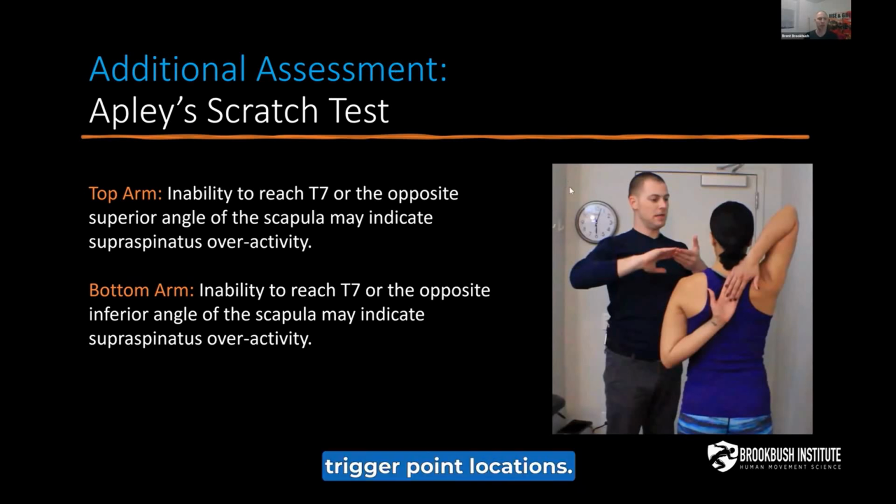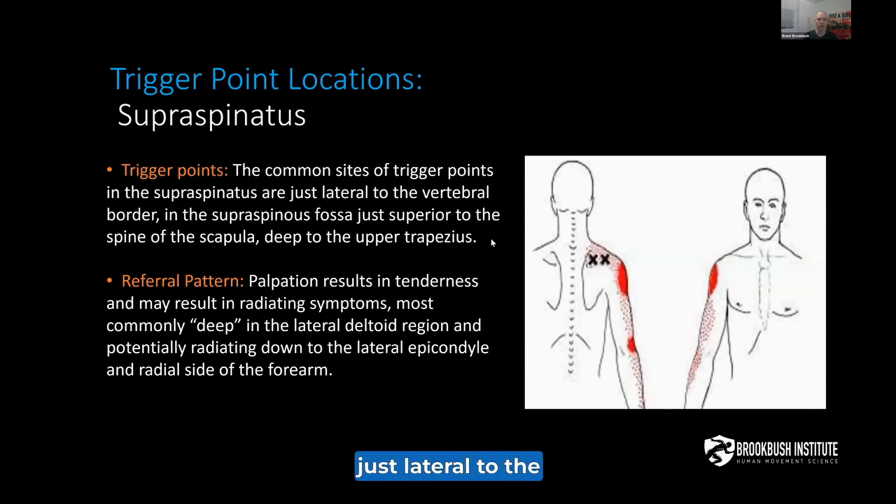All right, trigger point locations. The common sites for trigger points in the supraspinatus are just lateral to the vertebral border. You guys can see that X that's more medial. If I stayed in the supraspinous fossa and went all the way towards the spine as far as I could go, that's one place. And then kind of deep to the upper trapezius, in the middle of the muscle belly, you see another common site for supraspinatus trigger points.